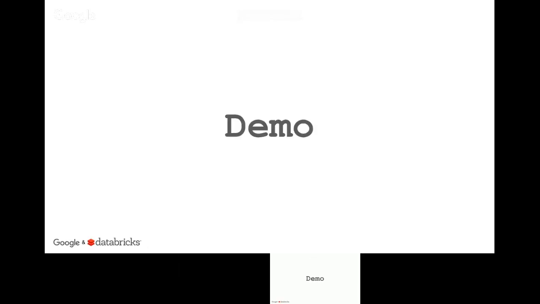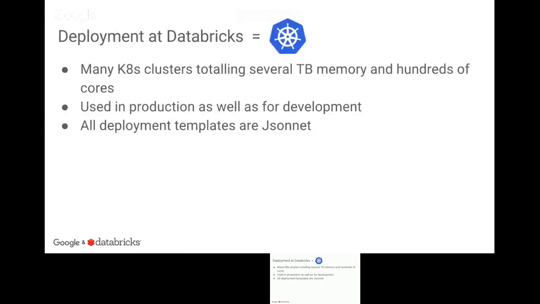OK, cool. So, nice little segue. At Databricks, everything that we do is on Kubernetes. Just to introduce a little bit, we have a bunch of Kubernetes clusters running several terabytes of memory and hundreds of cores. We use it for all of our production services as well as basically all of our development services. And like Matt pointed out in his presentation, we also leverage JSON really heavily. We have a blog post about this on our blog. You can go take a look at it if you want to.